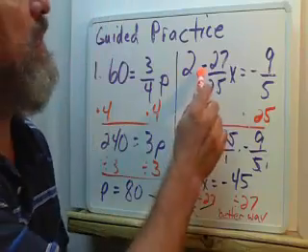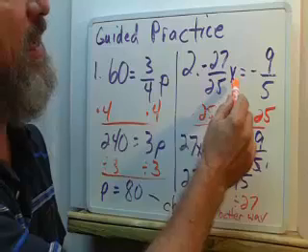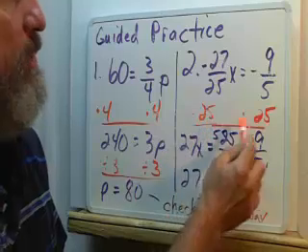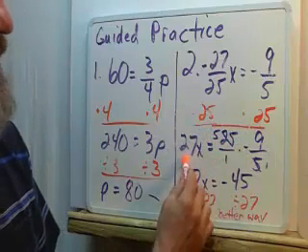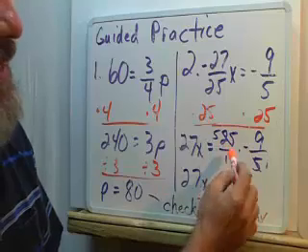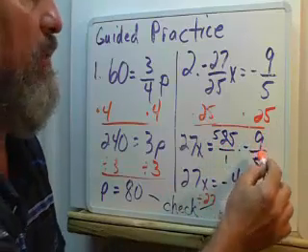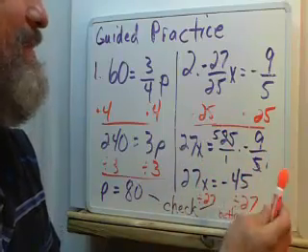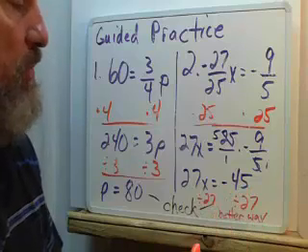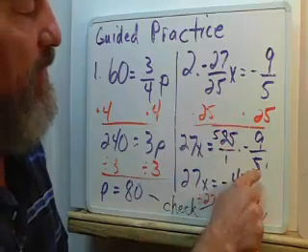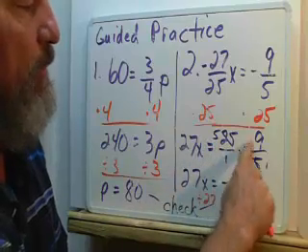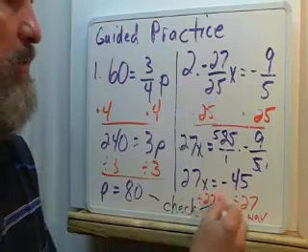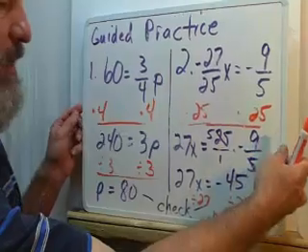Problem number 2, negative 27 over 25x equals negative 9/5. Multiply both sides by 25, and you get 27x equals 25 over 1 times negative 9 over 5. We can cross simplify here, and by this time you should be looking at this and thinking there might be a better way to do this problem, and I'm going to go to that in just a minute. But once you simplify the 25 over 5 to 5 over 1, we end up with 45. Now we have 27x equals negative 45. Divide both sides by 27. There is indeed a better way.